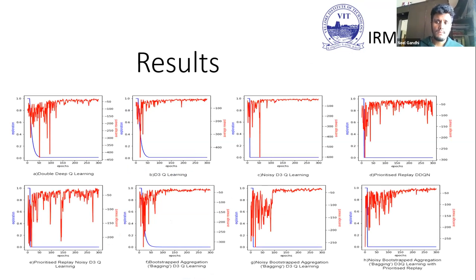Now the results. We have compared eight algorithms. We have started from the most basic one. The research papers are available till the third one, that is double DQ learning, D3Q learning, noisy D3Q learning. But we extended to about five algorithms, and we found that our proposed noisy bootstrap aggregation D3Q learning provided the best results in comparison to other deep Q learning approaches. We can clearly see that it provided a constant rate with a relatively high accuracy of 97% after 100 epochs and continued later. And also in cases of uncertain environment, it explored the complete environment at the start of the experiment.